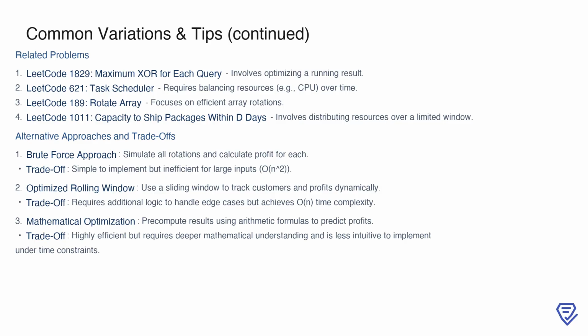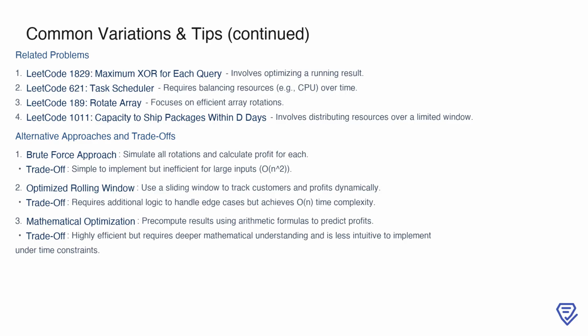When considering alternative approaches, brute force is the most straightforward. Simulating all rotations and calculating the profit for each is easy to implement but becomes computationally expensive for large inputs, with a time complexity of O(n squared). A more efficient option is the optimized rolling window approach, which dynamically tracks customers and profits as the window shifts, achieving O(n) complexity. However, this requires careful handling of edge cases.